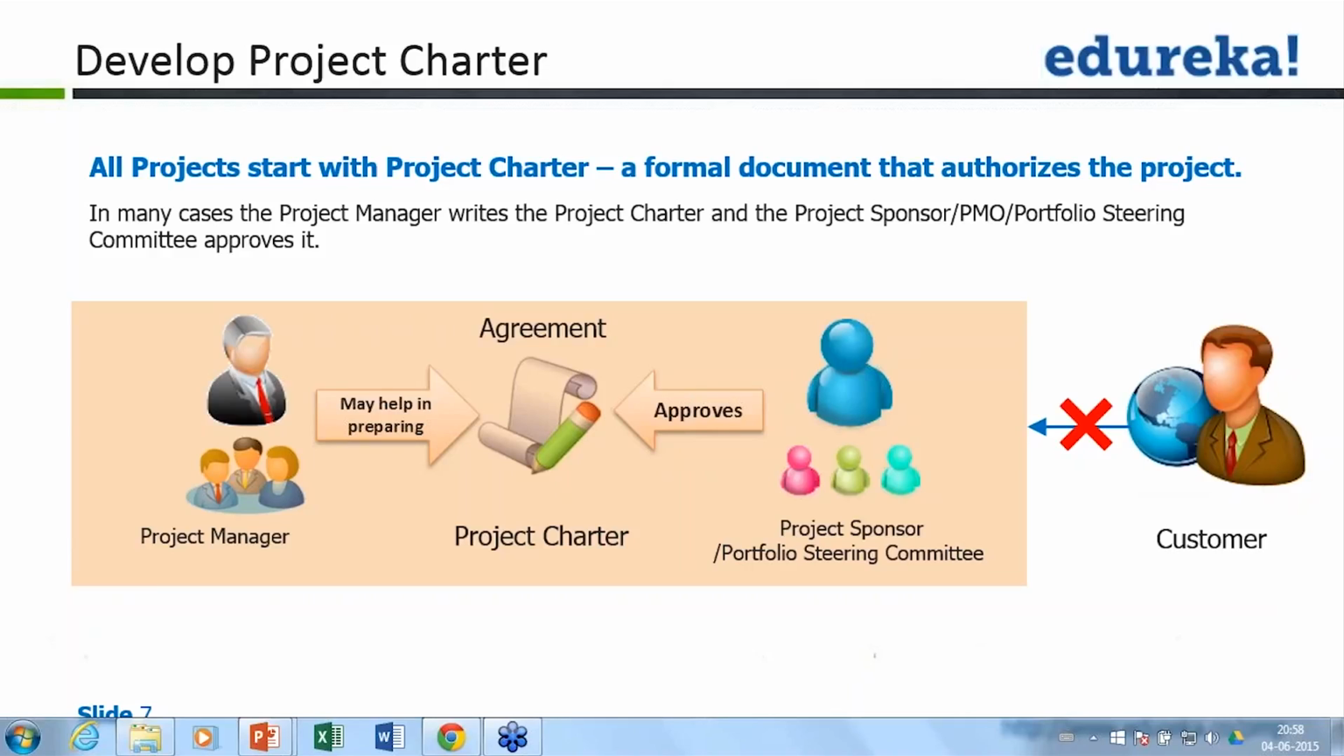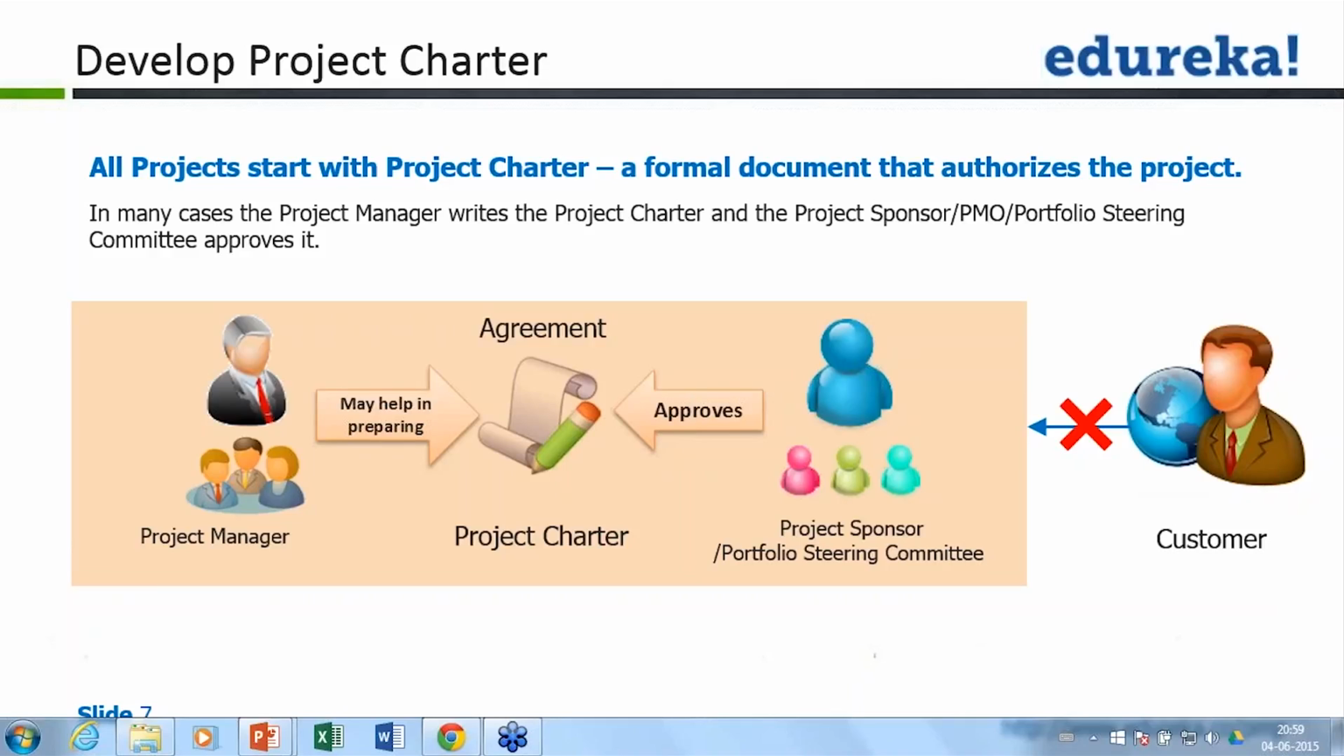The customer is an outside entity, and please understand, the charter is an agreement between the senior management or the portfolio or the project steering committee, and the project manager and the team. And the interface between these two entities is your project sponsor. Okay, one single person. In certain cases, it can be a program manager also. Okay, PMO can also be a part of the sponsor.